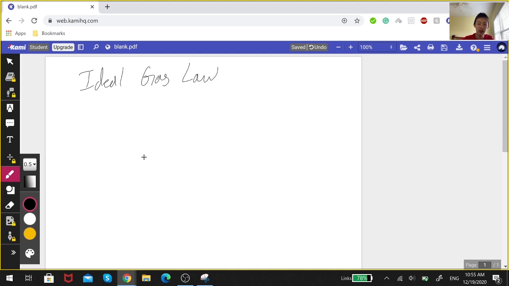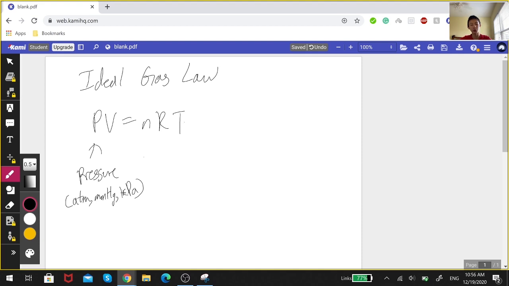Ideal gas law is PV equals nRT, where P is pressure, and this pressure is in atm or mmHg or kPa. If it's not in one of these three units, then you're going to have to convert it, which we learned a few videos ago. V is volume in liters.